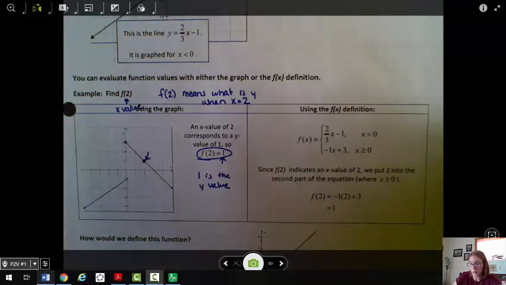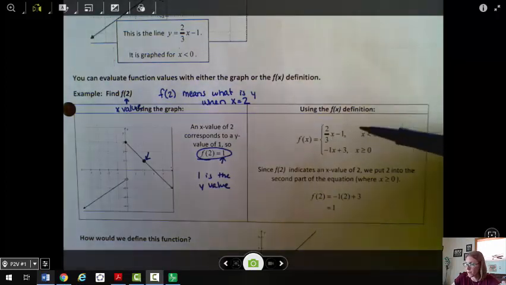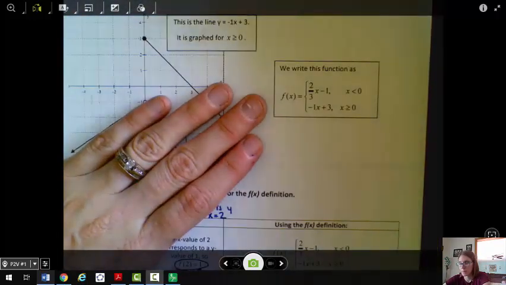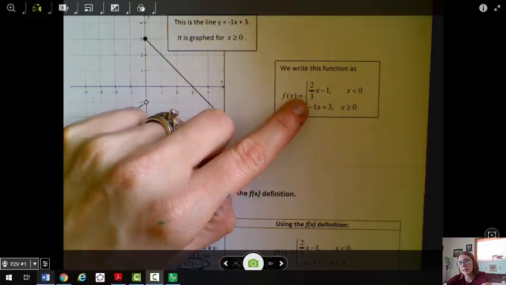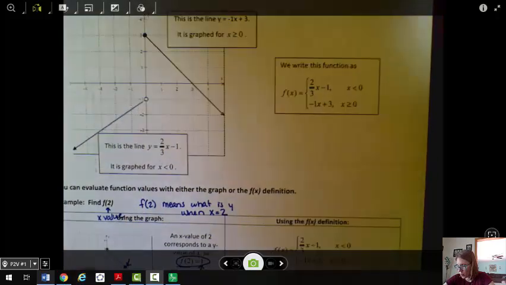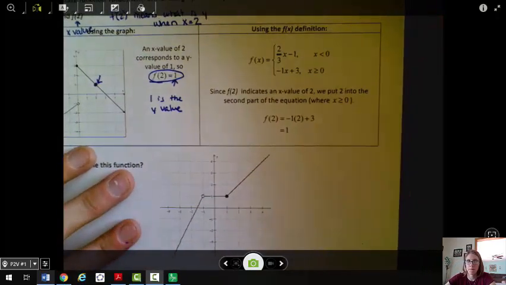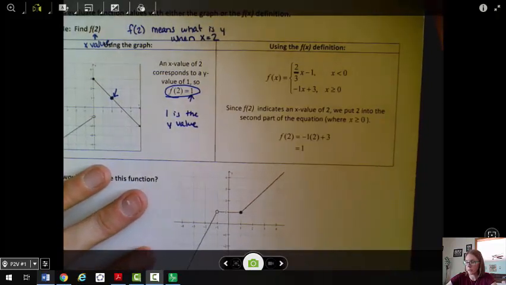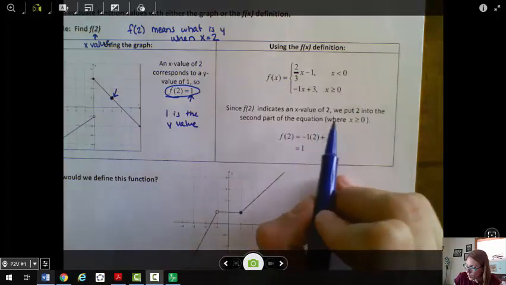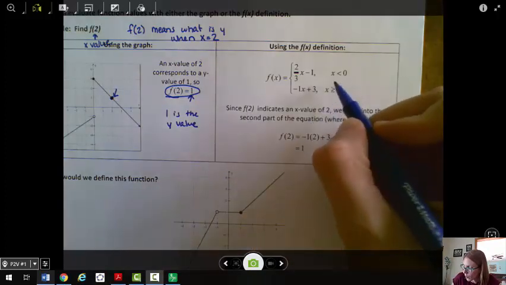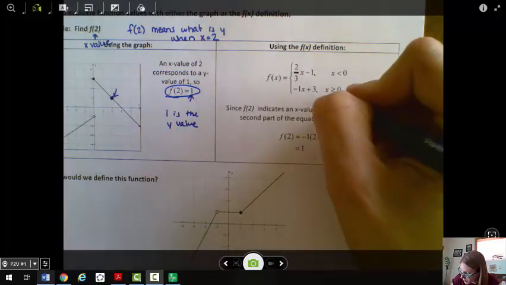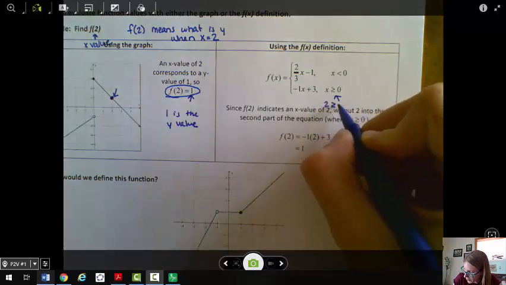We could also use the definition for our function that we had come up with up here. Our function, we had the piece when x is less than 0. We had the piece when x is greater than 0. So another way to evaluate the function is using the definition again. But in order to do that, we have to figure out, where is 2? Does 2 fit in when x is less than 0 or when x is greater than or equal to 0? Well, 2 is greater than or equal to 0.